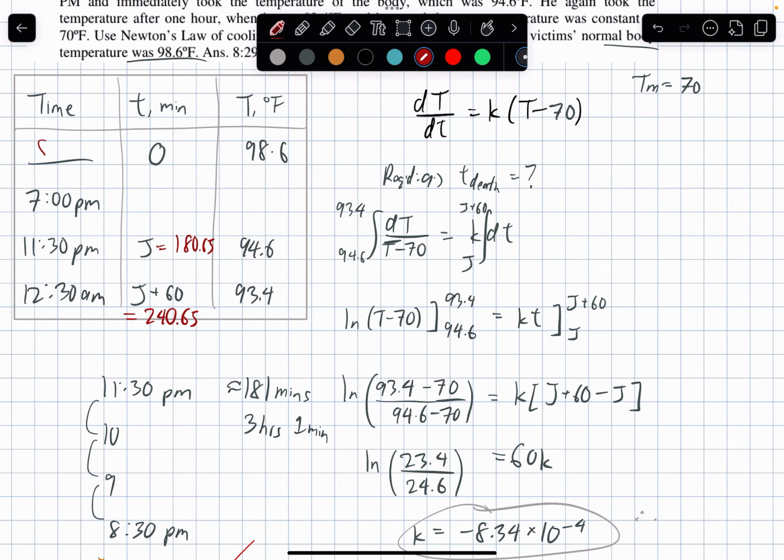So, 8:29. The body was discovered at 7 p.m. If we want to know the time, 7 to 8 is 1 hour and then 29 minutes. This is negative 1 hour, 60 plus 29, negative 89 minutes ago. So when the body was discovered minus 89 minutes, by time 0, 8:29, the person had already died.